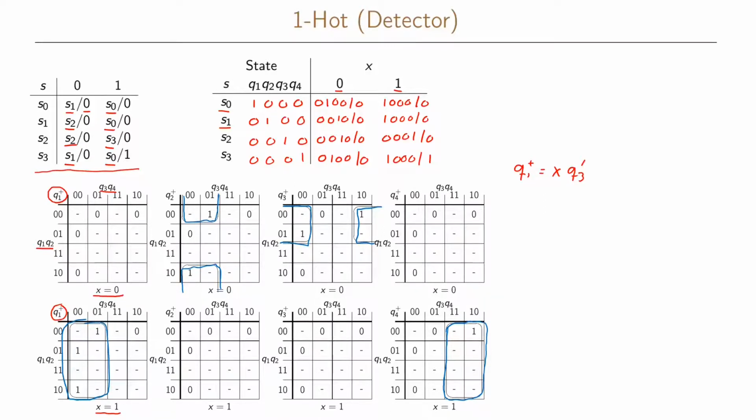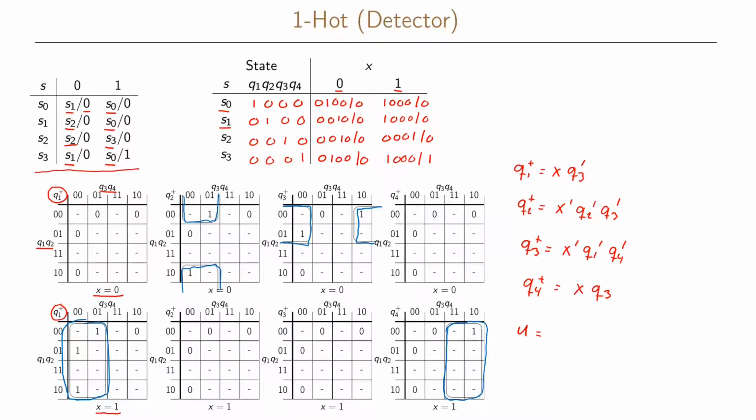because we have the prime implicants in the table where X equals 1. Q2+ can be written as X', Q2', and Q3'. Q3+ can be written as X', Q1', and Q4'. And Q4+ can be written as X Q3.